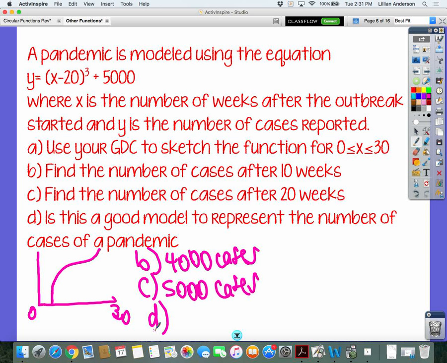Did anybody say no for another reason? No, because that's not how diseases work. It wouldn't plateau and then shoot up again. Yes, that's true. Pandemics, okay, they take over the world, like viruses and things like that. You're right, they do not level out. They continually increase.